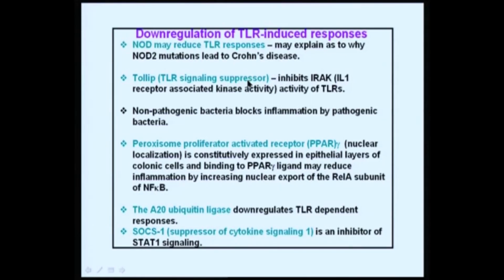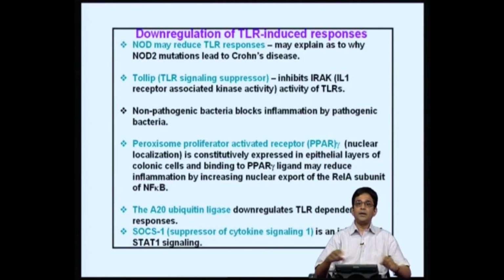Now, TOLIP was shown in my previous lecture slides on TLR, but I did not explain it because there was not sufficient time to explain each and every molecule. But TOLIP inhibits IRAK, and this IRAK activity is associated with TLRs. So, you have IRAK activities associated with TLRs, you have a regulator of this particular activity, so you can reduce TLR activation.